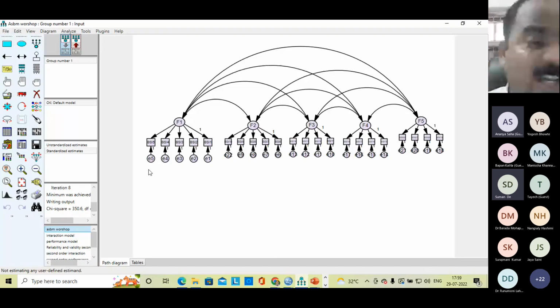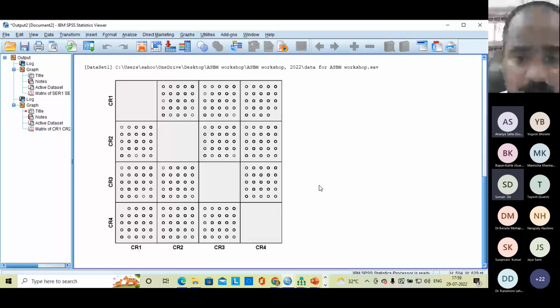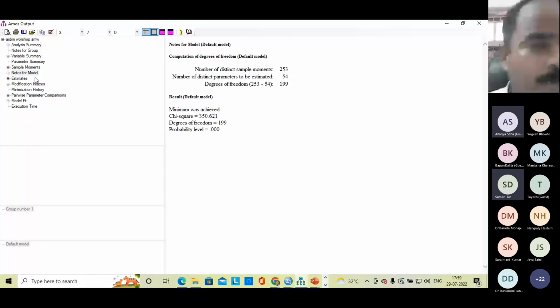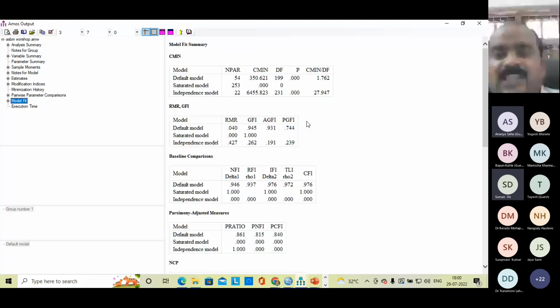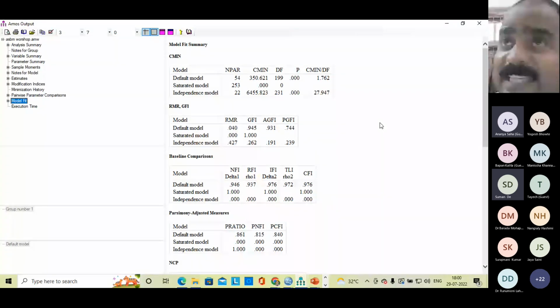So I will go to the modification indices, go to the view text. Already view text is open. So go to the model fit. Look at here. These are all the model fit indices of one of the measurement models, the CFA. Earlier in today's session, I was explaining model fit indices for the structural model. But here I am showing the model fit indices for one of the measurement models, that is CFA.